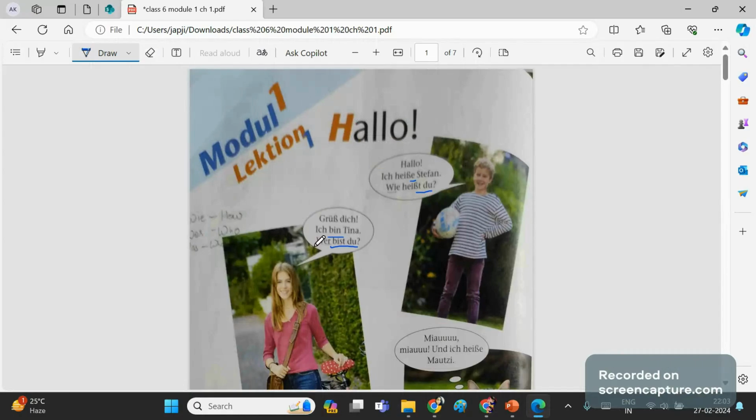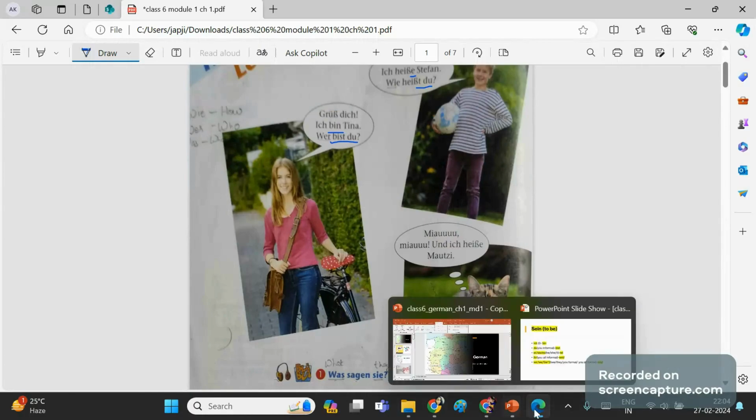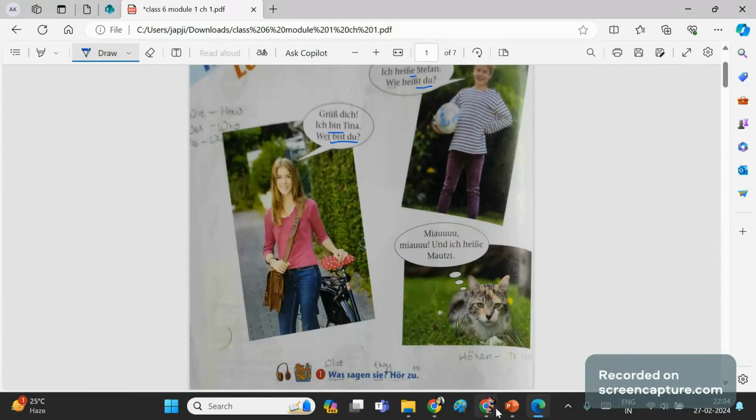Now you all must be wondering why it is not wer bist du. That won't make sense. It is just the way it is. Wer is like who are you? So wer means who, and wie is how are you called. Okay. And let's read this one as well. Miau miau und ich heiße Mauzi. Okay. So let's read further.